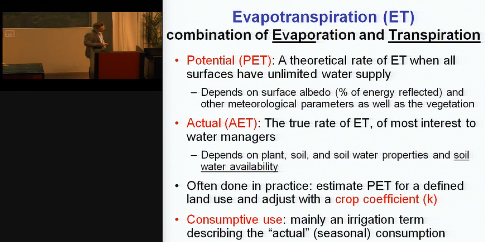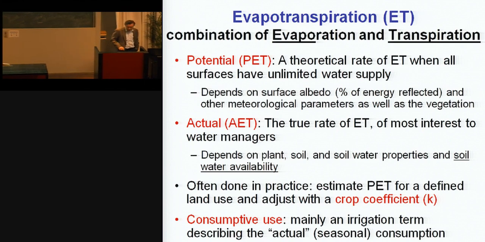Another term which you should be aware of is the so-called consumptive use. The consumptive use is a term which is used a lot in agricultural hydrology or in land and water development, irrigation engineering, etc. And that's an irrigation term which describes the actual, often the seasonal consumption. Consumption means consumed by the plants, by the crops usually when you talk about irrigation.